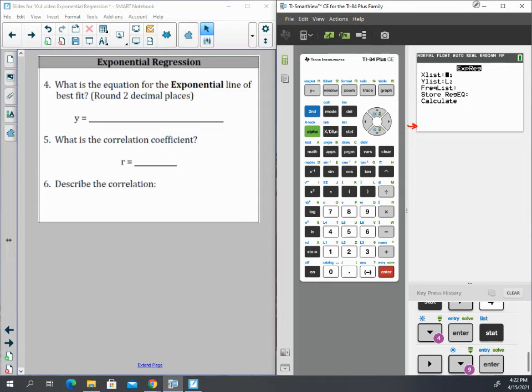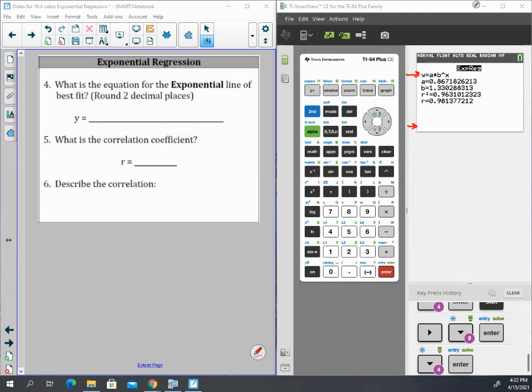Our X values are in list 1. Our Y values are in list 2. So we are going to arrow down and hit enter for calculate. And it gives us our exponential equation. Our exponential equation looks right here. It gives us the code: Y equals A times B. And that little caret, remember, is to put the X in the exponent.